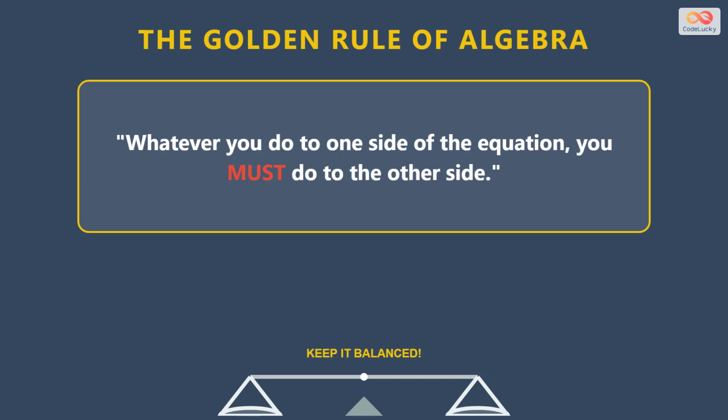There is one golden rule in algebra that you must never forget. Think of an equation like a balance scale. Whatever you do to one side of the equation, you must do exactly the same thing to the other side to keep it balanced.